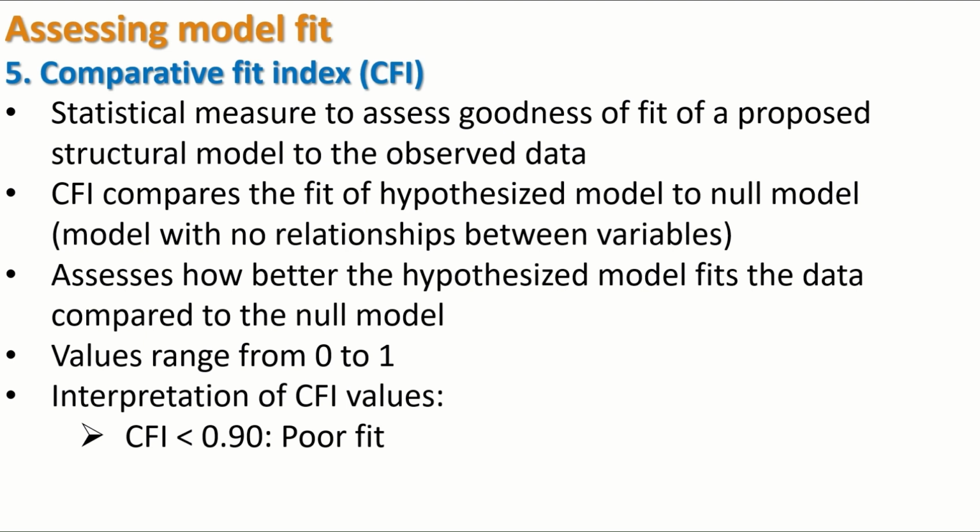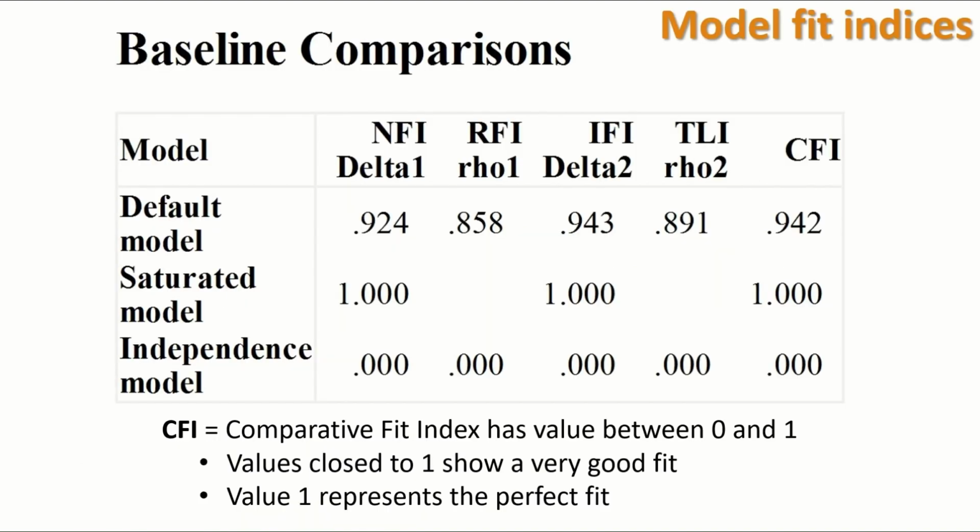If the value for CFI is less than 0.9, then poor fit. Anything greater than or equal to 0.9 and less than 0.95 is marginal fit, as shown here in this table. The CFI value is given as 0.94. The CFI has a value from 0 to 1. A value close to 1 is a very good fit, and 1 represents a perfect fit.